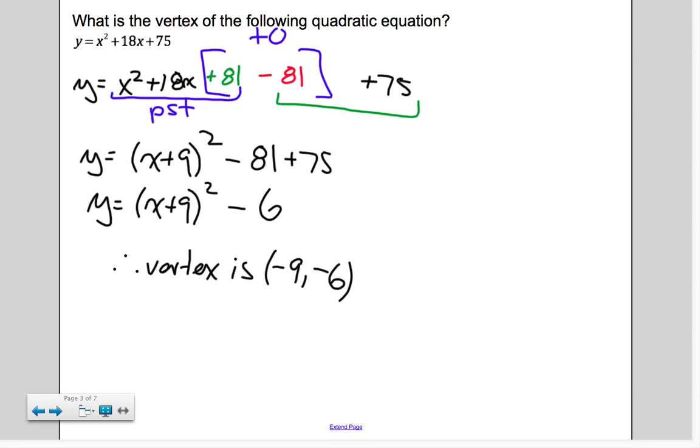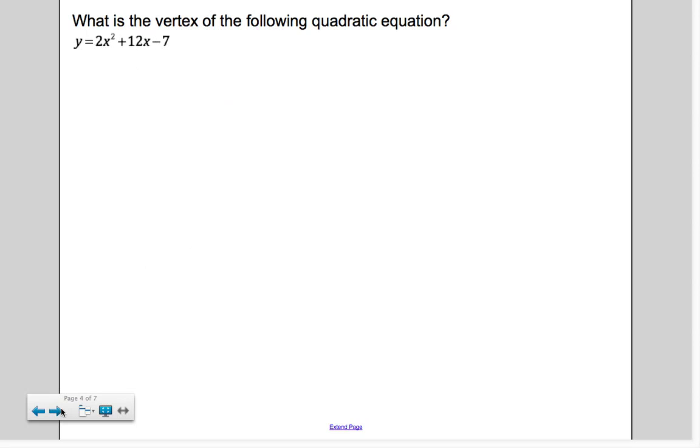So let's try to find that. What is the vertex of the following quadratic equation? y is equal to 2x squared plus 12x minus 7. Now this one is different. This is what Dan's talking about. Is it easy? Well, first of all, do we have two numbers that multiply to negative 14 and add to 12?